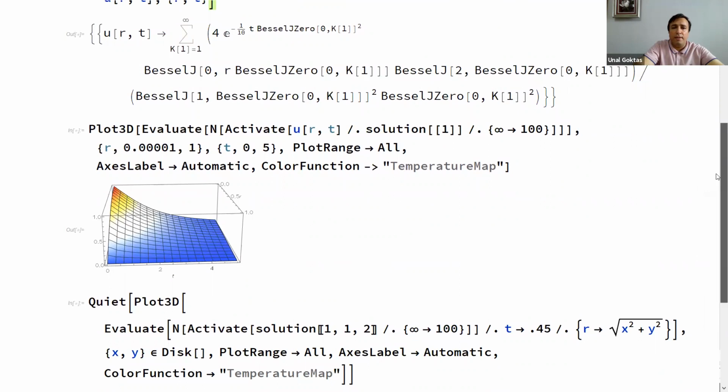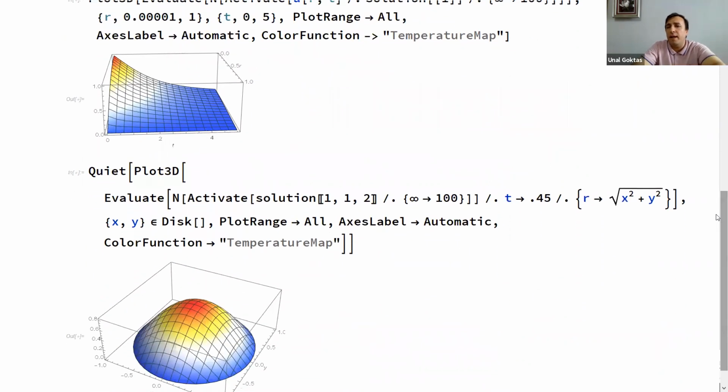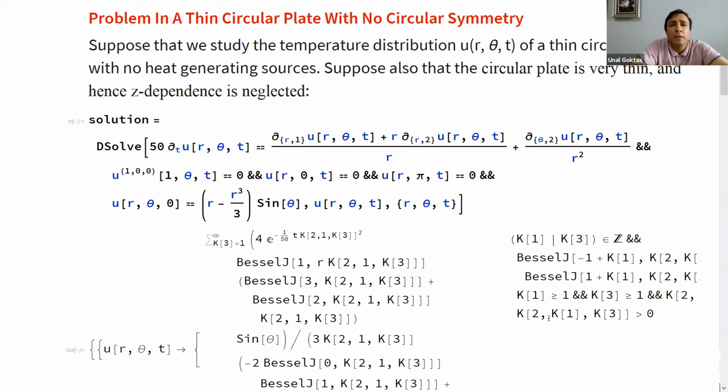And if we plot the same solution over a circular domain for t equals 0.45, then the plot will look like this. The next problem is, this time we have no circular symmetry, so we have theta dependency. So in this case, we have r, theta, and t as independent variables.